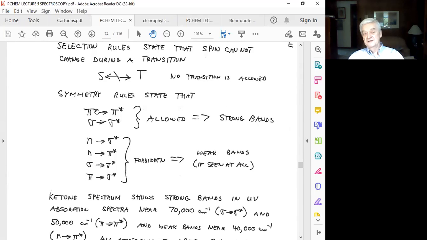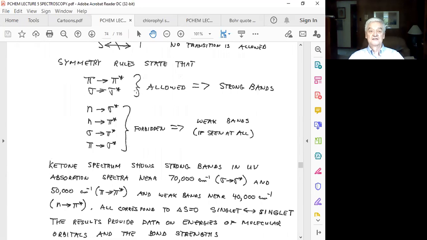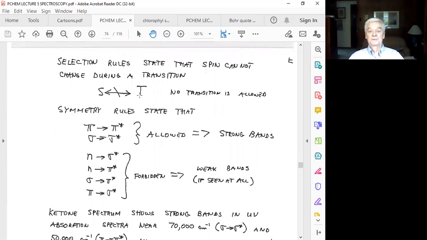Okay, so these are the selection rules for spin. Singlet to triplet is not allowed. That basically says you cannot have an electron change spin, so directly, we would not see that transition. For the other transitions, there are symmetry rules that we won't get into.